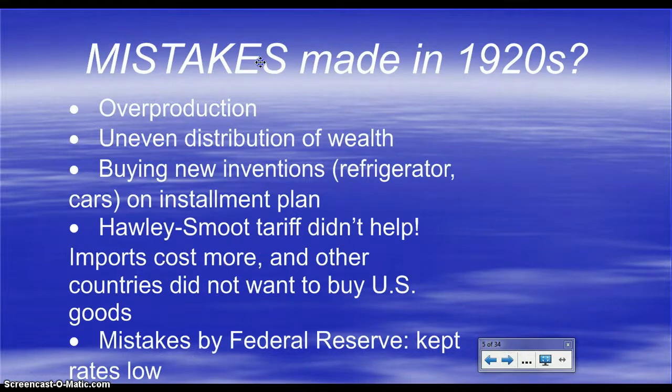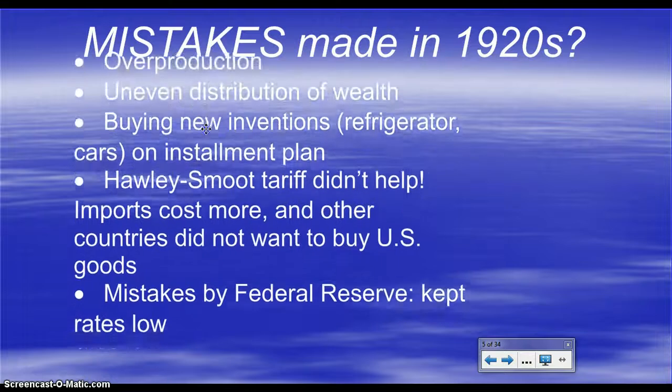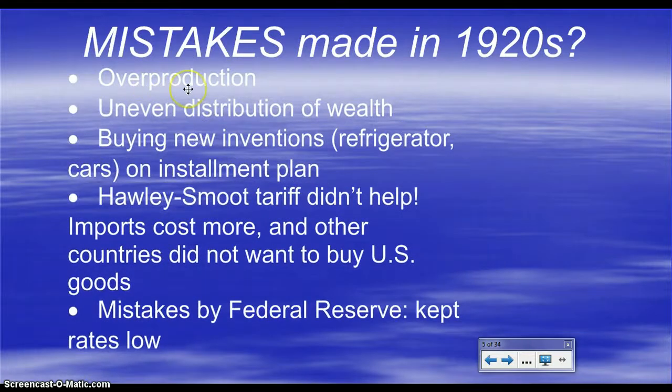So what are some of the mistakes that we see made in the 1920s that lead us here? Well, we've been talking, again, in chapter 25, it gets into a little bit of this. There's a lot of overproduction in the 20s. There's definitely a big gap between the rich and the poor. A lot of people are buying things on the installment plan. We did see that what Hoover's going to try is one of the highest tariffs in U.S. history, which is the Hawley-Smoot tariff.